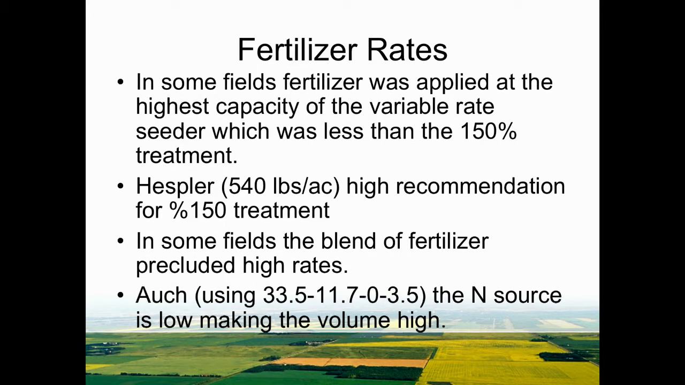And we are applying the fertilizer using the producer's equipment. In some cases, this has resulted in some problems. The producer's equipment is not designed to apply the highest rates that we plan, so we've applied as high as we can. And in some cases, the N source is a bit low, and that affected the rates of fertilizer that we could apply.